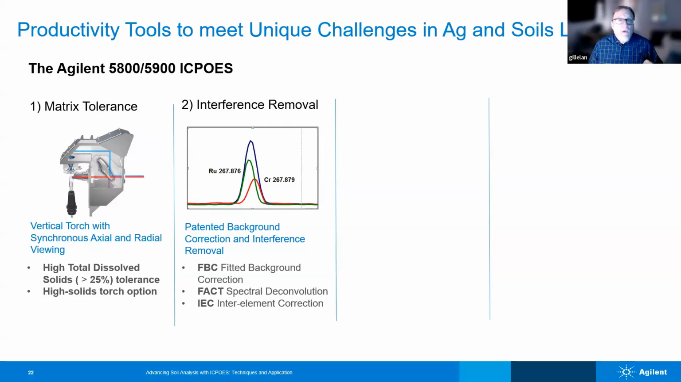And then FACT, which is a spectral deconvolution software or spectral deconvolution routine that allows you to take complicated spectra, and I'll show you an example, where there may be a spectral interference nearby, and simplify that, remove that spectral interference, and get back to just reading the analyte and getting the right answer.